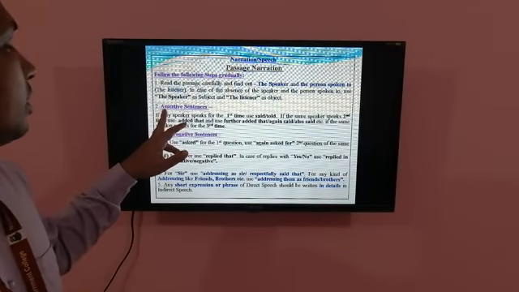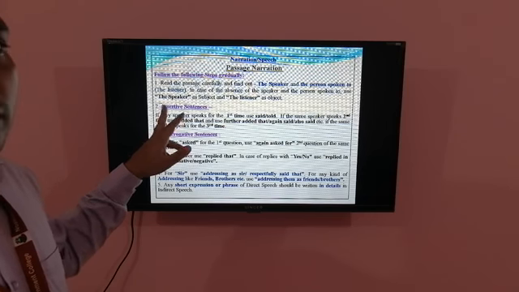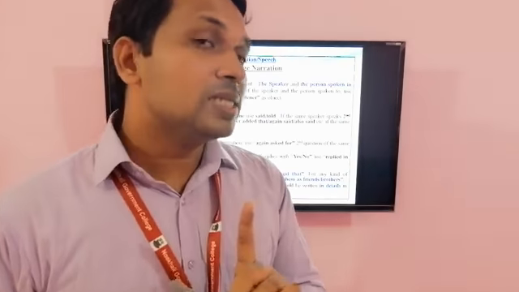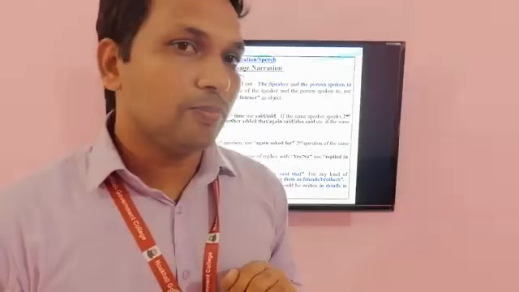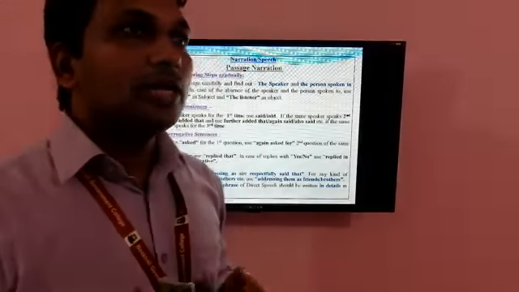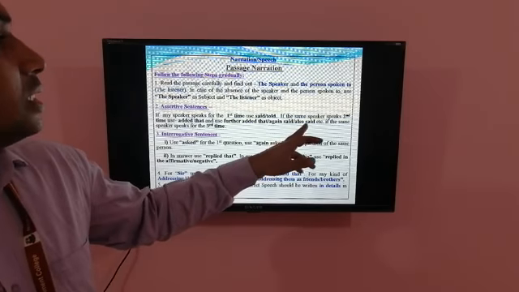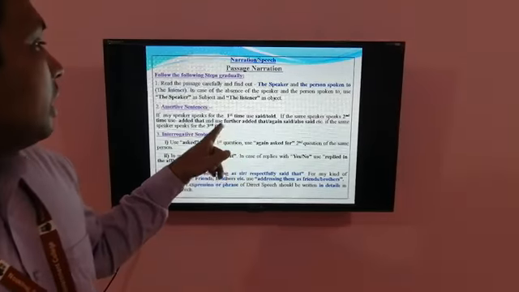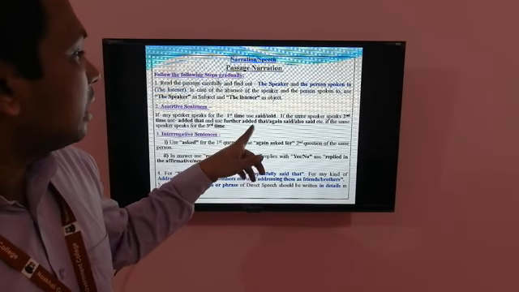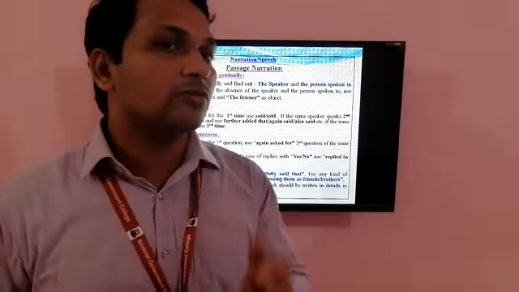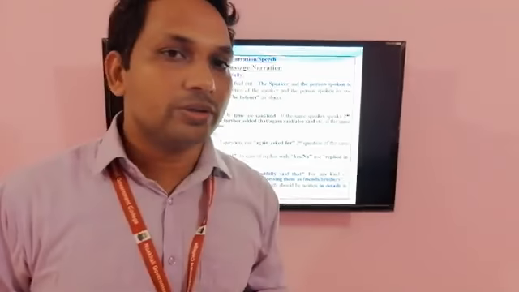Number two, assertive sentence. In assertive sentences, if a single speaker speaks for the first time, you have to use 'said that'. Remember, you have to use 'said that'. If that speaker speaks a second time, you have to use 'added that'. And you have to use 'further added that', 'again said', 'also said', etc. if the same speaker speaks for the third time. This is a very important point. You have to remember this.